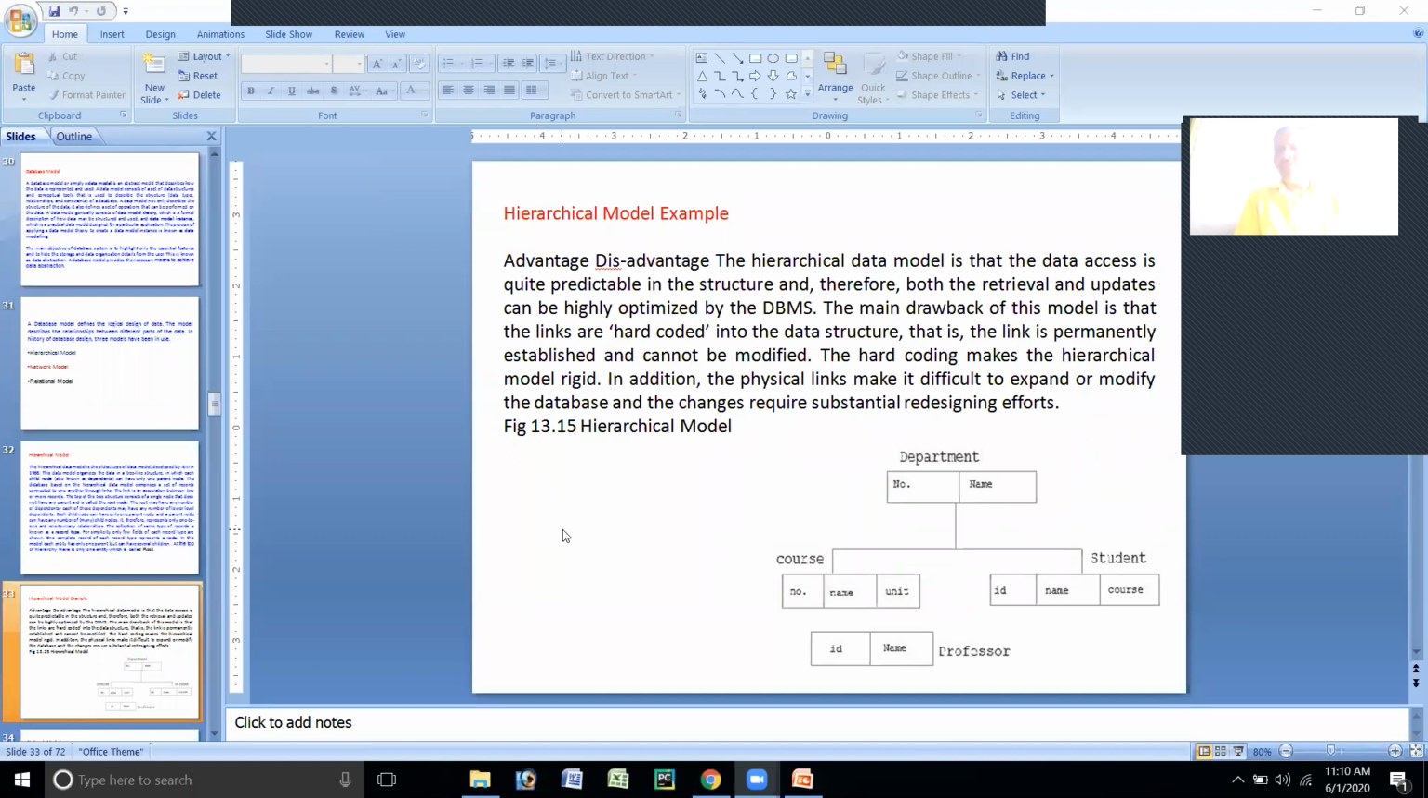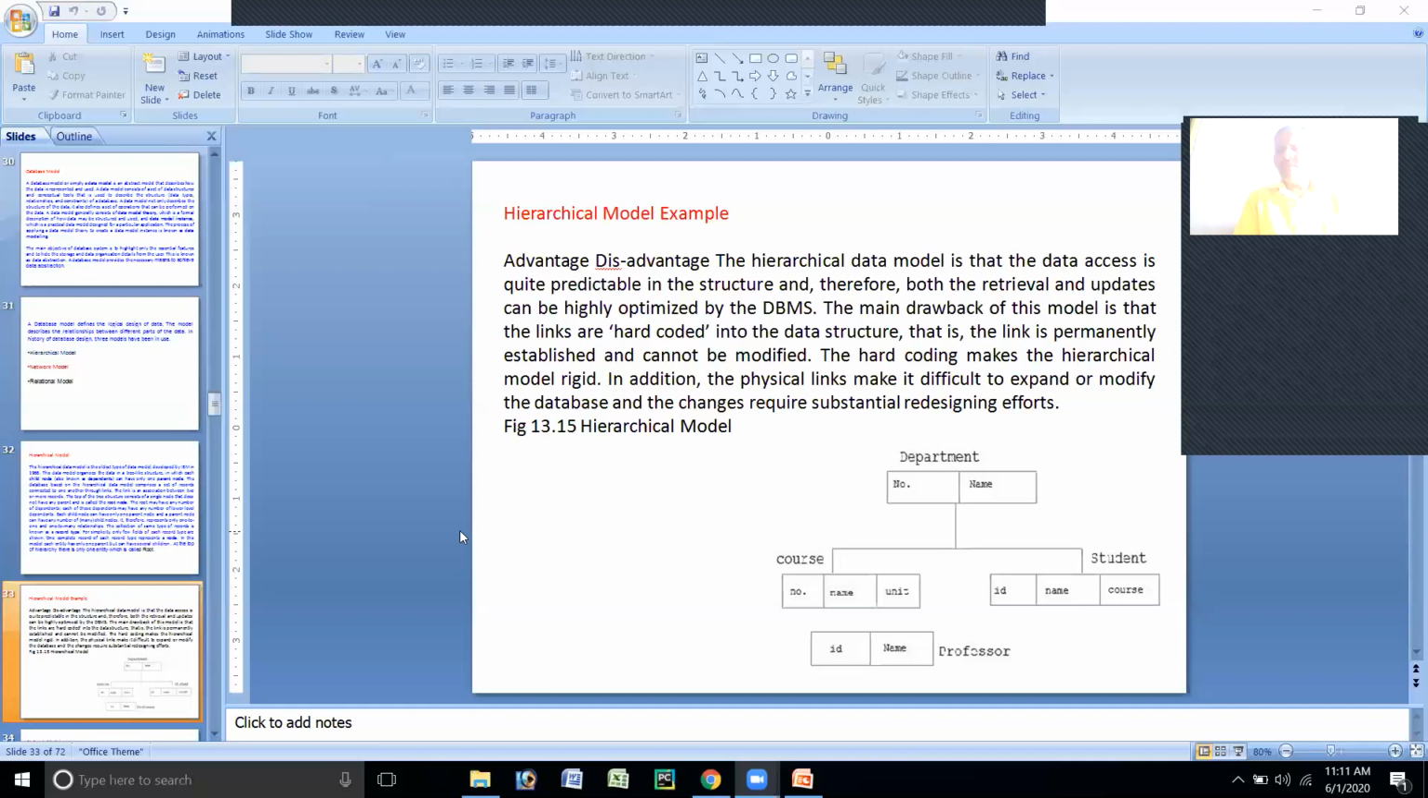That one example you have shown here, the hierarchical model. If you observe the diagram, first the department is there, with number, name, department number, department name: two attributes related to the department entity. Then that may be divided into two things. That is, the department has courses, and the department has students.